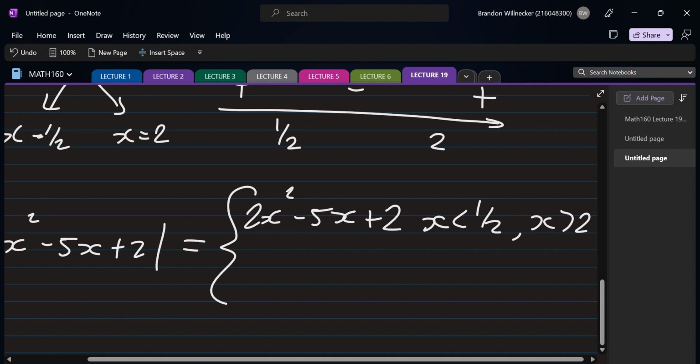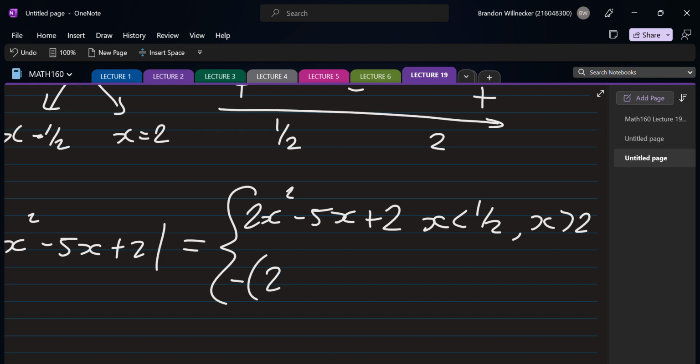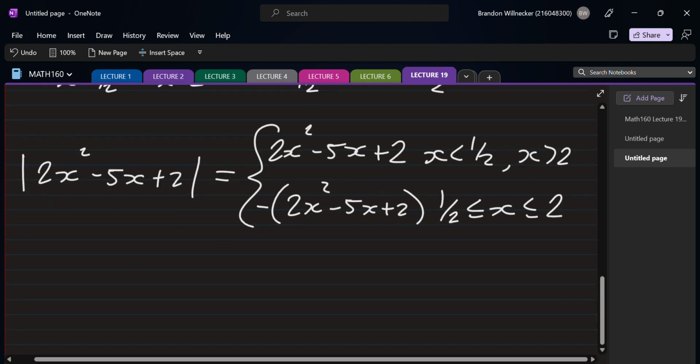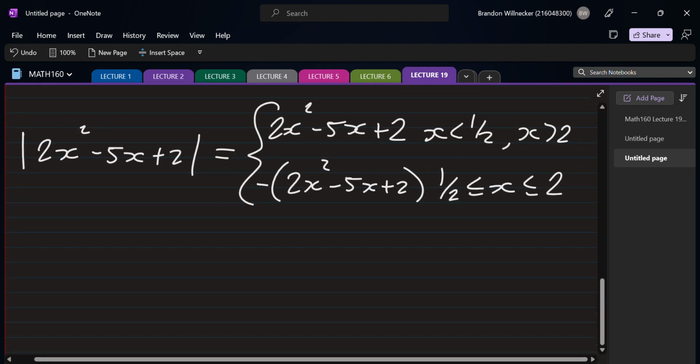Okay, and then we see that between the interval it's negative, so we have to put the minus sign. So now we put the minus sign, and then 2x squared minus 5x plus 2. So this is between 1/2 and 2. Okay, now we can simplify that a bit.